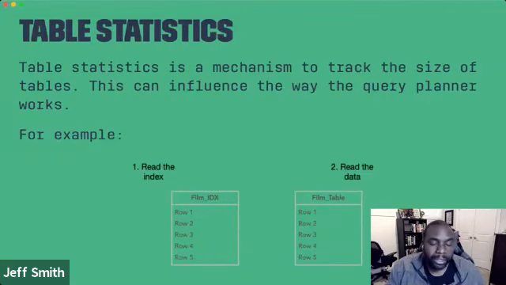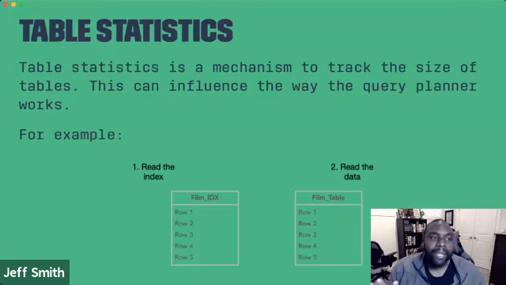Table statistics is another thing that we sort of talked about. Table statistics is a mechanism to track the size of tables. It tracks a bunch of other metadata, but the size of the table is really an important thing because it can influence the way the query planner actually operates. And a perfect example is, let's say we've got a table called film table, and we've got an index on that table. If there's 5 rows in that table, that means we've got 5 index entries as well, because we have an index entry for each row.